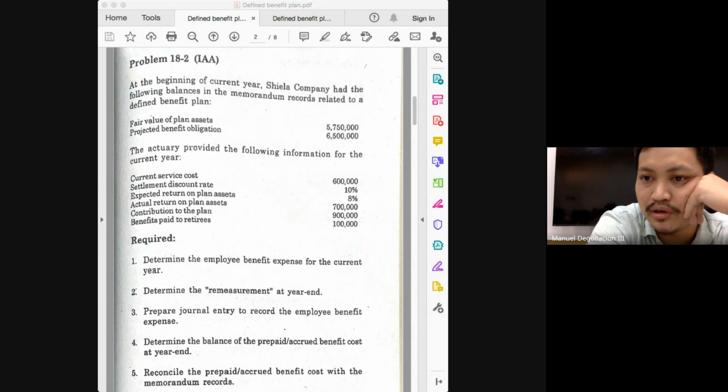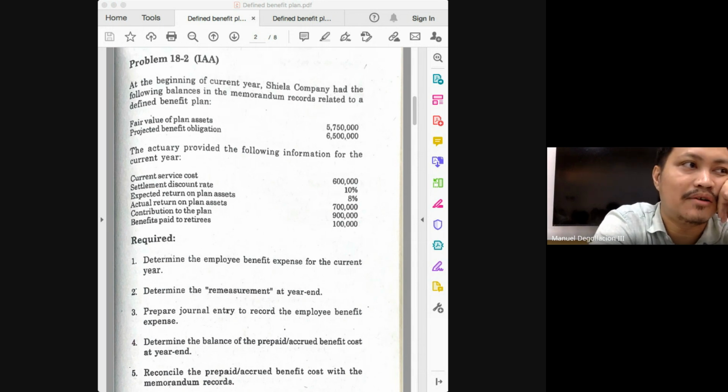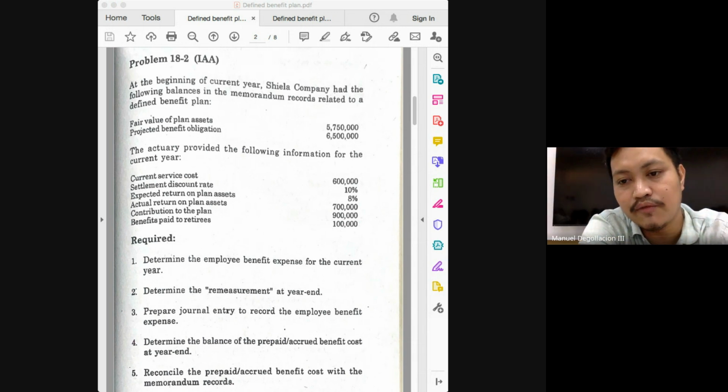Next, just compare it with the actual return on your plan assets. And how much is the actual return, class? 700,000. Okay, so 700 compared with 575, there's a difference of 125. Now, how do we call this 125? Is this a gain or a loss? Gain, because it's a gain if the actual return exceeds the interest income based on the settlement discount rate. If actual is greater, then it is a gain.